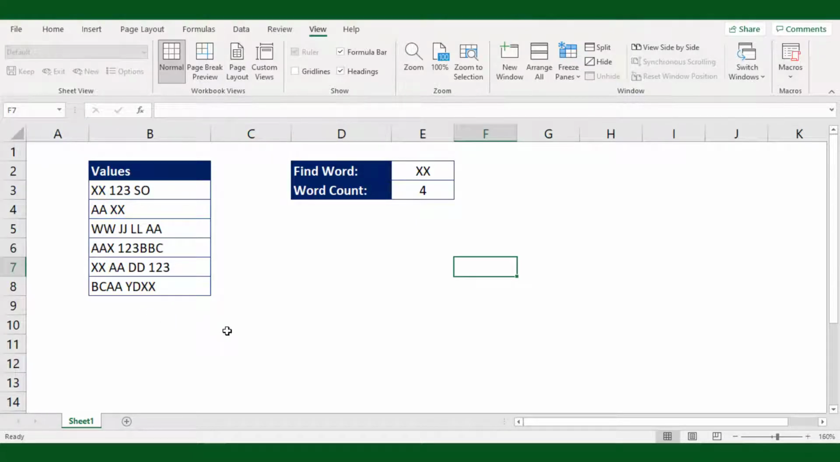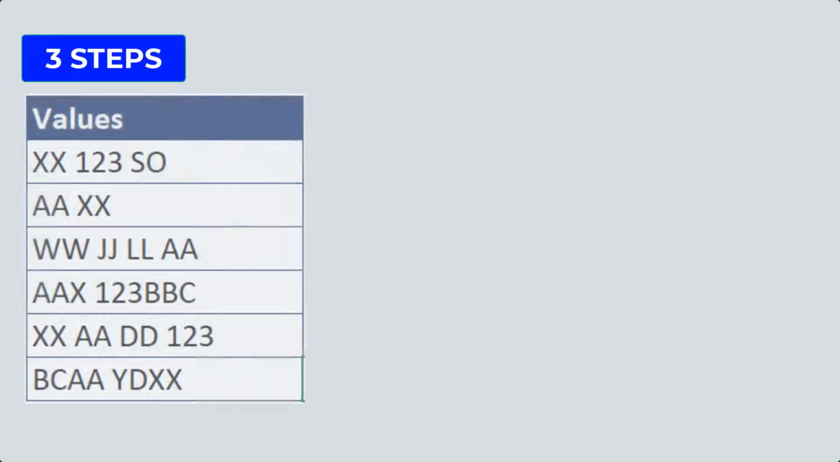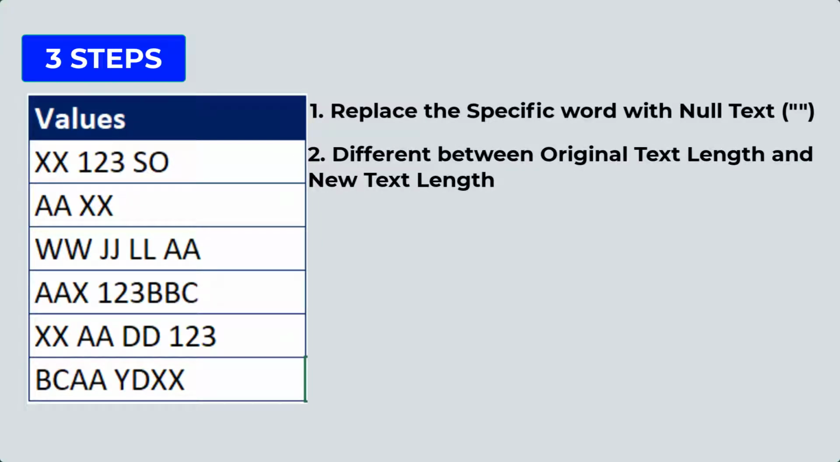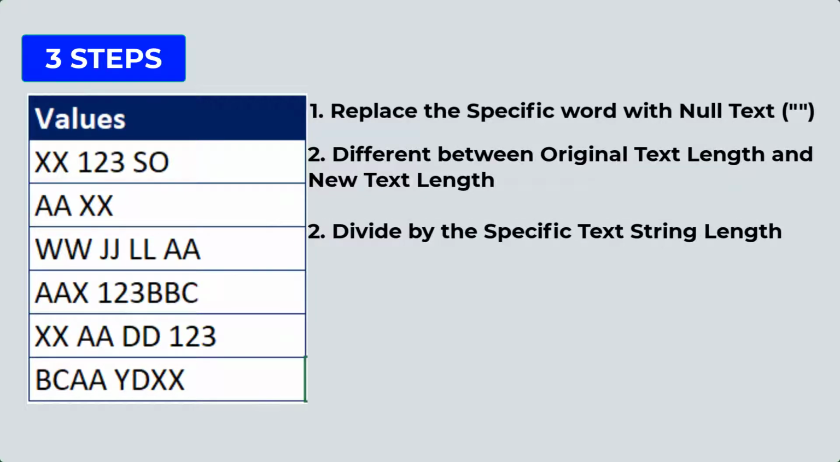Okay, let us see how to develop a dynamic formula. This can be done in 3 steps. First, we will replace the specific word with null text. Then we will get the difference between the original text length and the new text length. Finally, divide it by the length of the specific word.